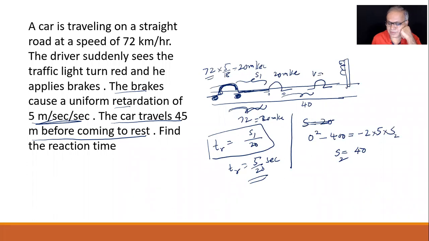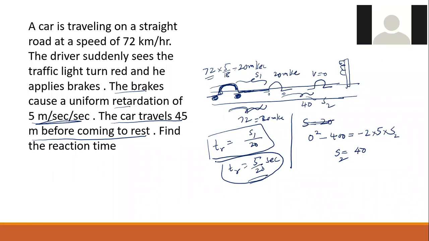This is V equals 0. 0 square minus 20 square is equal to 2 into A, so minus 10 S2 equals minus 400. So S2 equals 40. Where is S2, children? But he says the car travels 45 meters from when you saw the red light. So the distance covered with constant speed is 5. So 5 by 20 is the reaction time. Any time in future, remember reaction time is this. Is it all right?